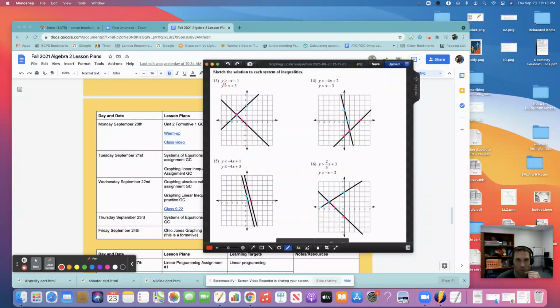For example, both of these on number 13 are greater than or equal to, so these are solid lines, just like this. But look at 14. 14 is only greater than for both of them, so we're not going to have a solid line. This would actually be a dashed line, and the reason it's dashed is because it doesn't include where the line is.